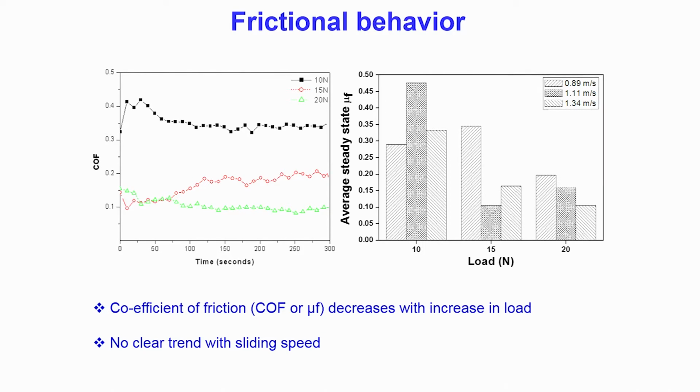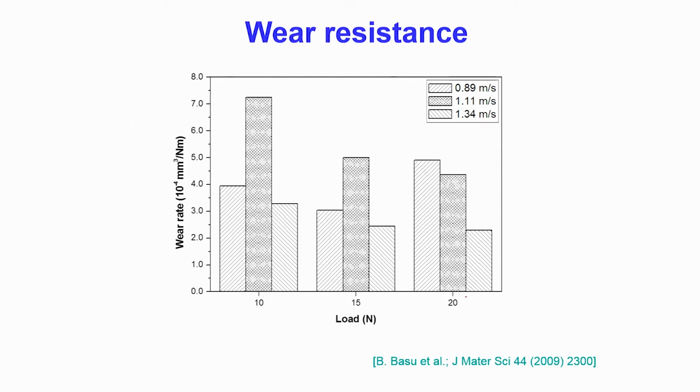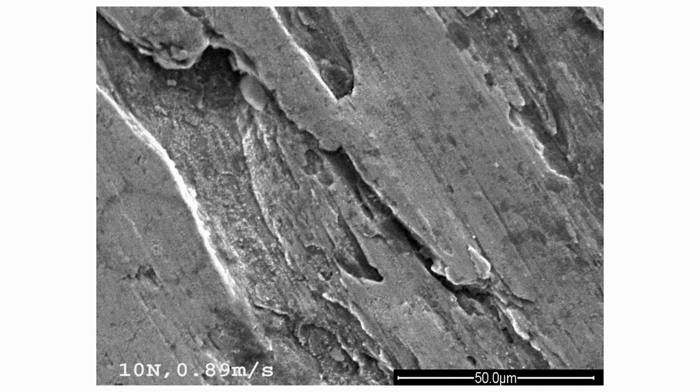Now, we have varied the load from 10 Newton to 20 Newton, and you can see at the higher load, that means higher contact stress, the coefficient of friction drops to 0.1, but at the lower load the coefficient of friction is fairly high, around 0.35. So, in terms of the wear rate, if you go to the higher load and higher sliding speed, compared to the lower load the wear rate decreases, though the decrease may not be very significant. But certainly there is a trend of decrease with increase in the load as far as the wear resistance is concerned.